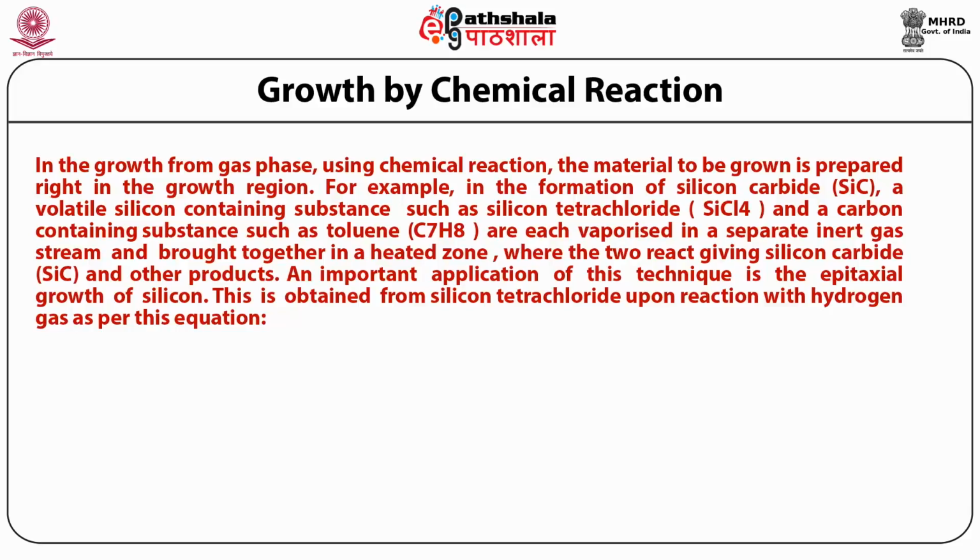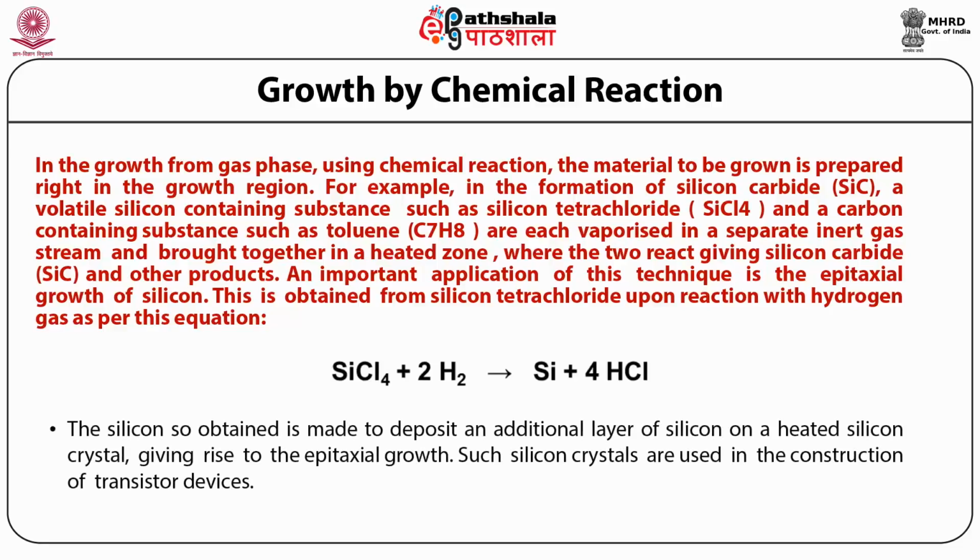An important application of this technique is the epitaxial growth of silicon. This is obtained from silicon tetrachloride upon reaction with hydrogen gas as per the equation SiCl4 plus twice H2 gives Si, means silicon, plus 4 times HCl. The silicon so obtained is made to deposit an additional layer of silicon on a heated silicon crystal, giving rise to the epitaxial growth. Such silicon crystals are used in the construction of transistor devices.